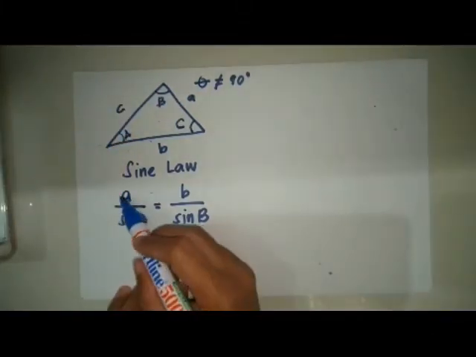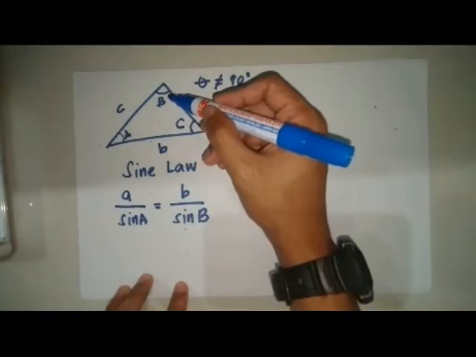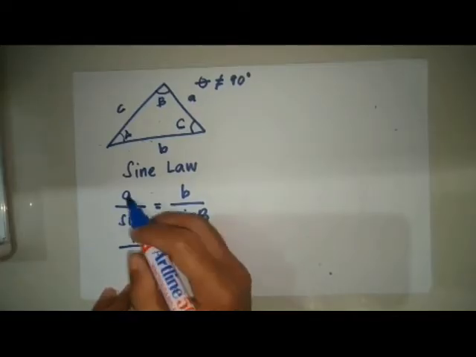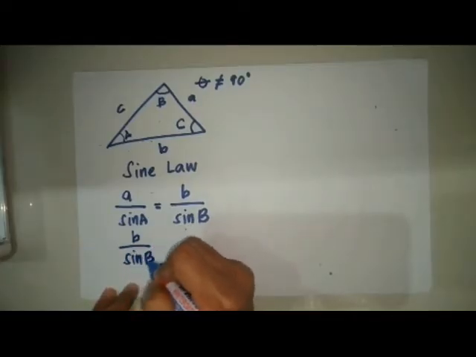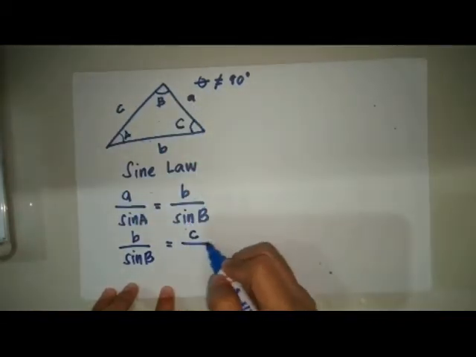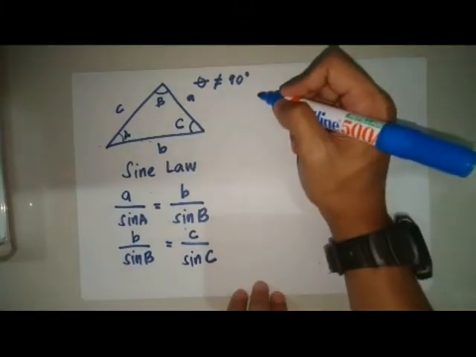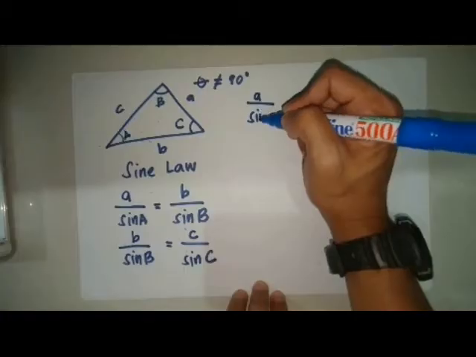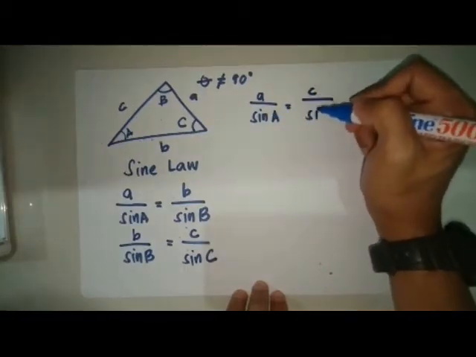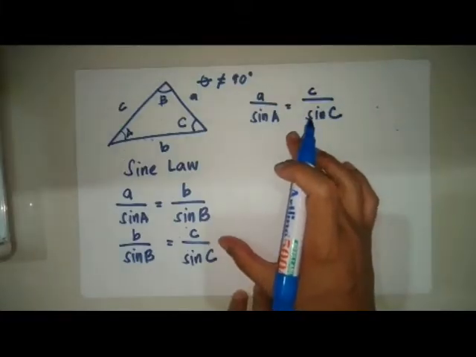So, you have A over sine A is equal to B over sine ng opposite. So, you have B all over sine B is equal to C all over sine ng angle C. And then you have A over sine A is equal to C all over sine C. So, this is our sine law.